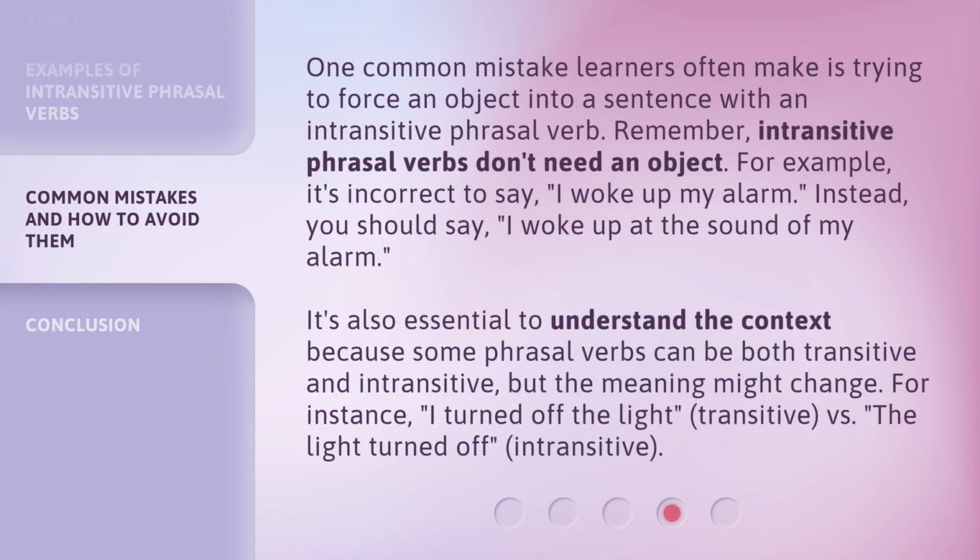One common mistake learners often make is trying to force an object into a sentence with an intransitive phrasal verb. Remember, intransitive phrasal verbs don't need an object. For example, it's incorrect to say, I woke up my alarm. Instead, you should say, I woke up at the sound of my alarm.